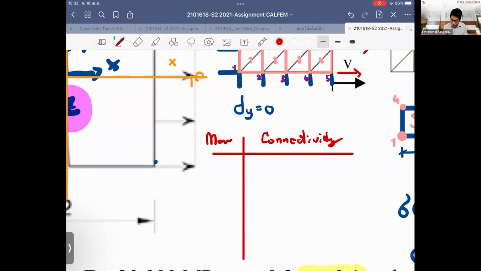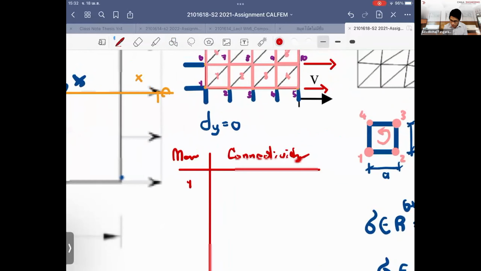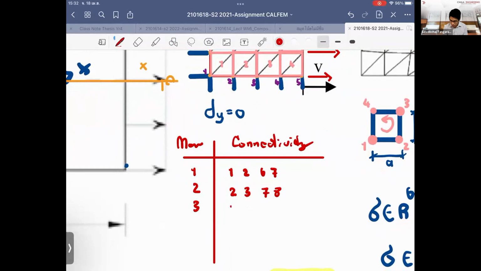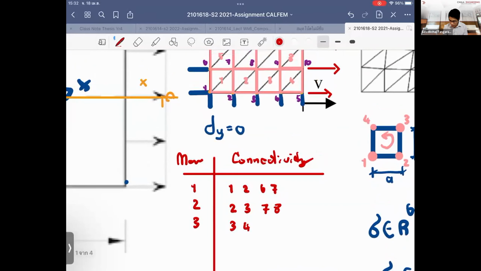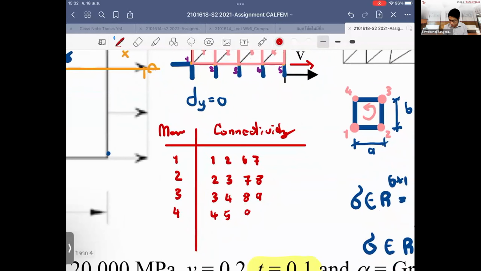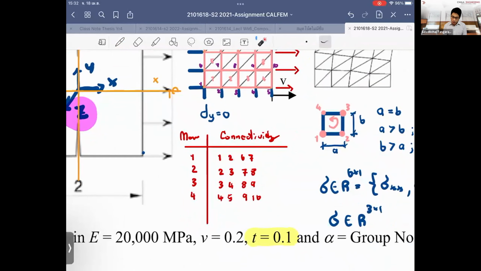So I'm looking at member 1, the connectivity is starting from 1, 6, 7, and closing at 1. Element number 2 is 2, 3, 7, and 8. Number 3 is 3, 4, 9, 8. And number 4 is 4, 5, 9, 10. And you're seeing that all the elements that sit in the same row come with a repeating pattern. You can guess without looking at how the geometry looks.